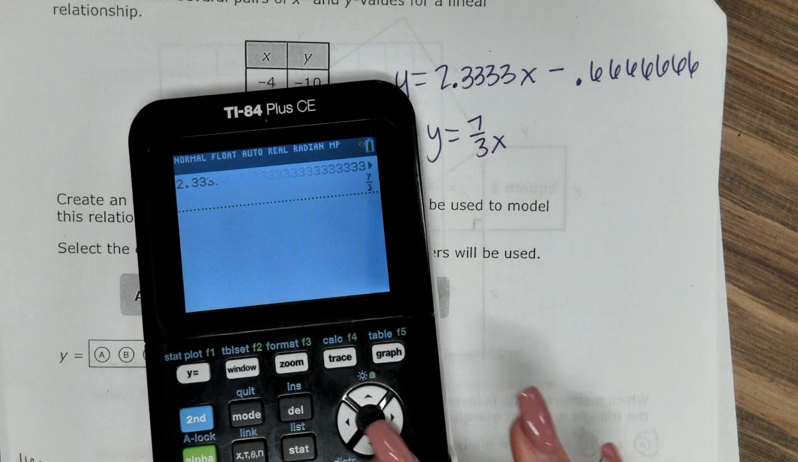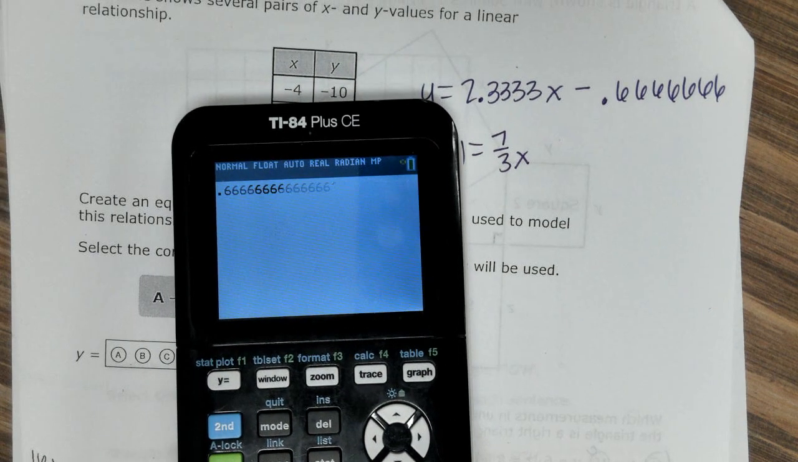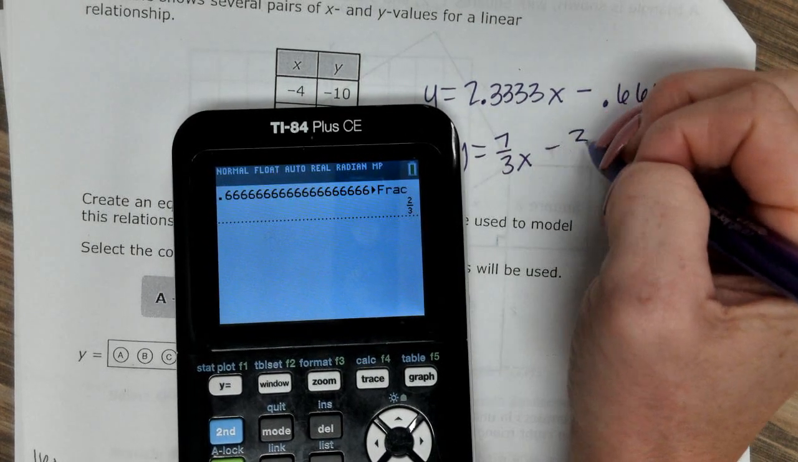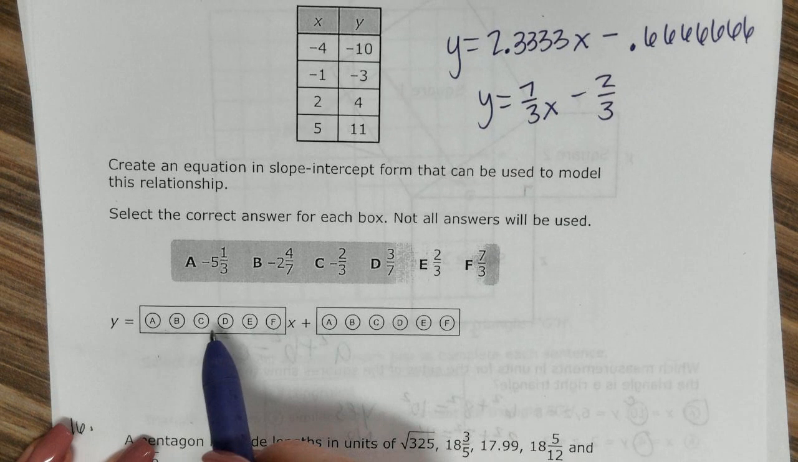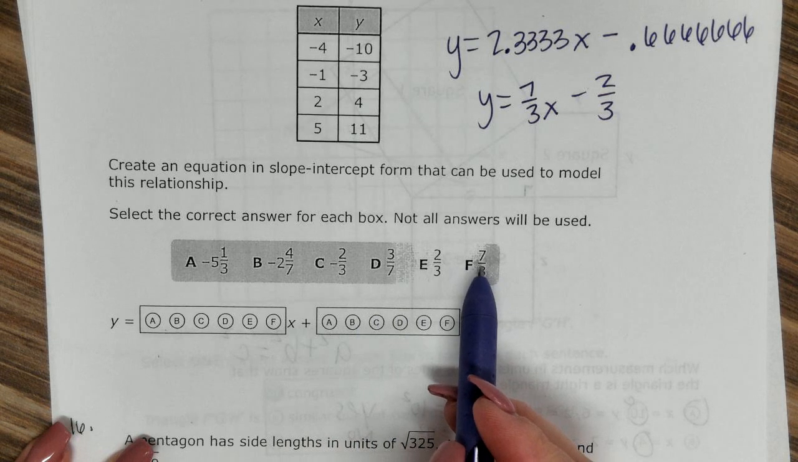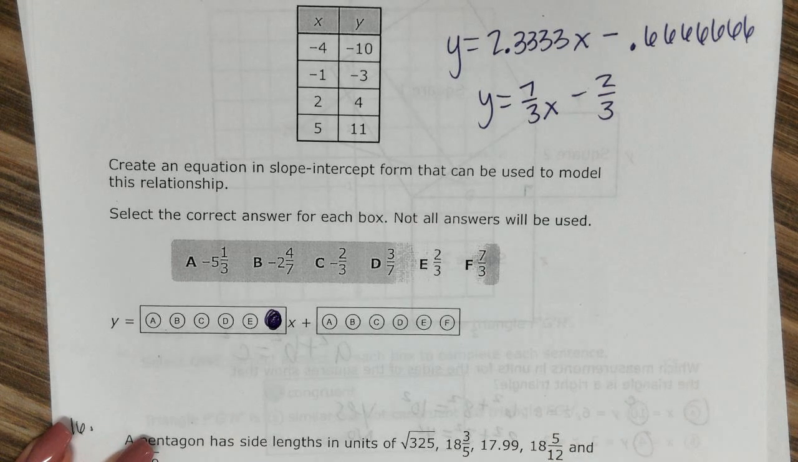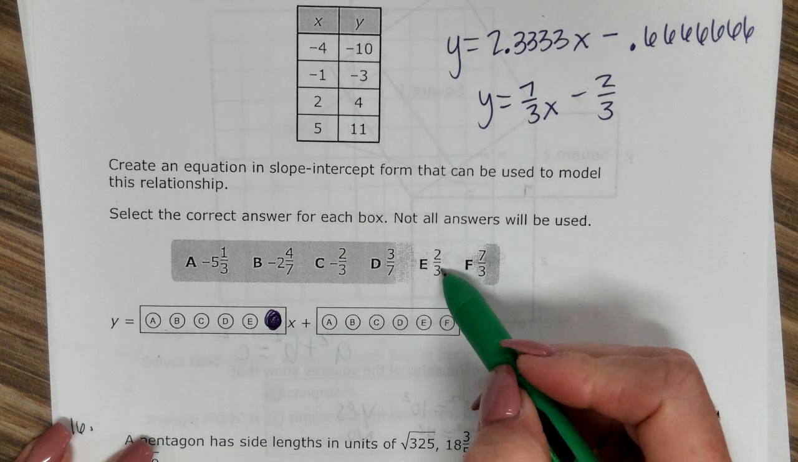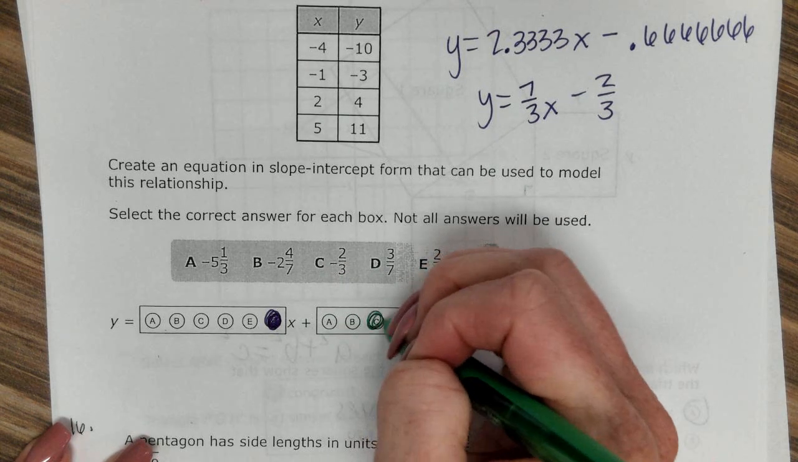And I'm going to try this one. 0.6 repeating. Let's see if it'll give it to me. Math, fraction, enter. It's 2/3. All right, so now I just have to pick my answer. Y equals, which one did we say, 7/3? So F is the correct answer there. Plus, is it positive 2/3 or negative 2/3? So it has to be C.